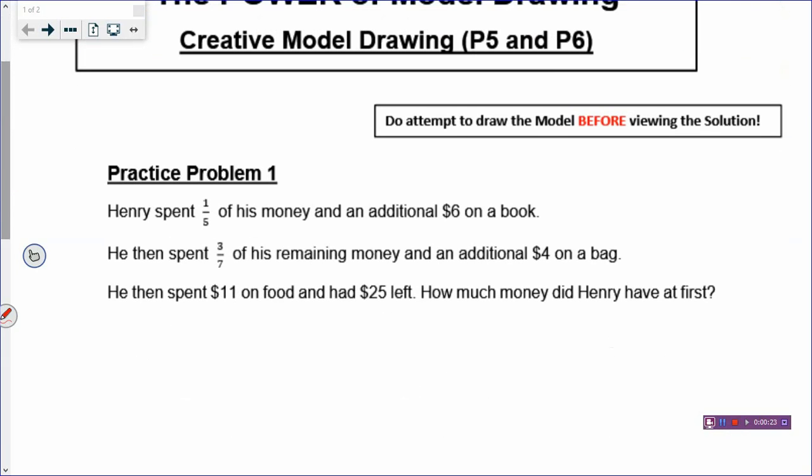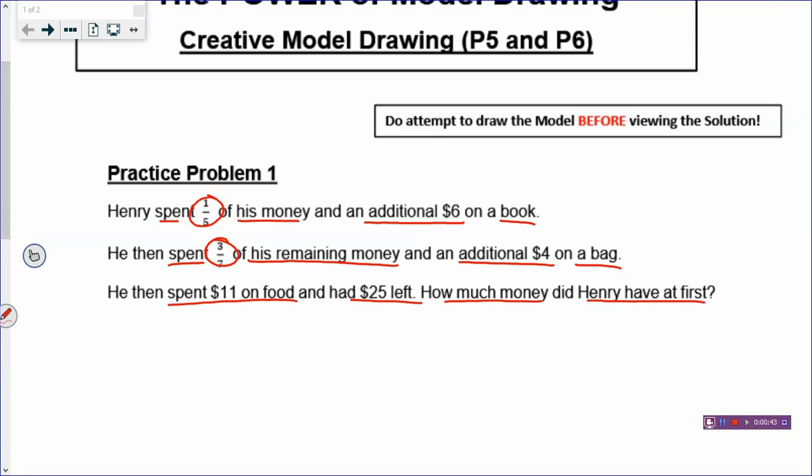Question one: Henry spent 1/5 of his money and an additional $6 on a book. He then spent 3/7 of his remaining money and an additional $4 on a bag. He then spent $11 on food and had $25 left. So how much money did Henry have at first?